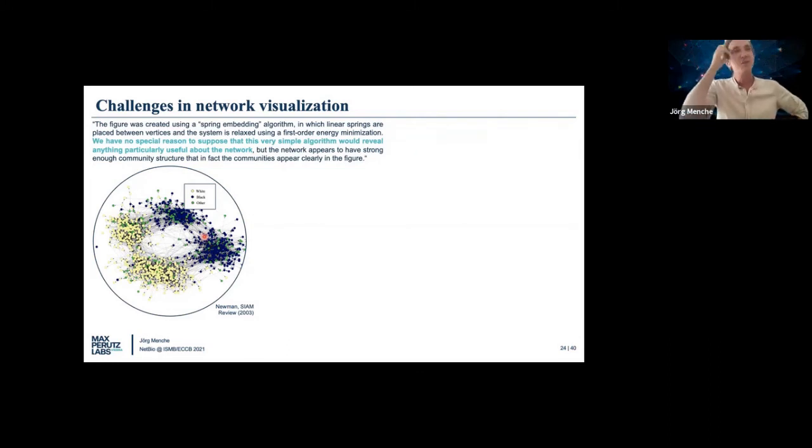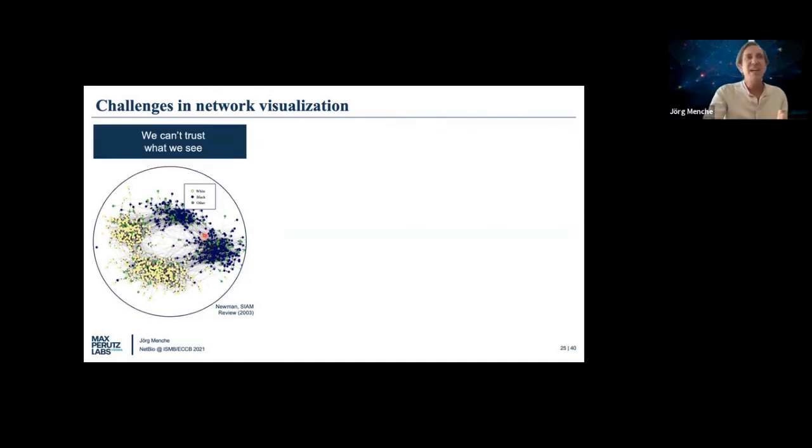If you've never read it, it's a classic, I'd say, where he says, and I quote, "We have no special reason to suppose that this very simple algorithm, a very straightforward spring-based algorithm, would reveal anything particularly useful about the network." So he really does have a point, right? Like, why would I expect to learn something about a network by pretending that the nodes are negatively charged and edges represent springs.